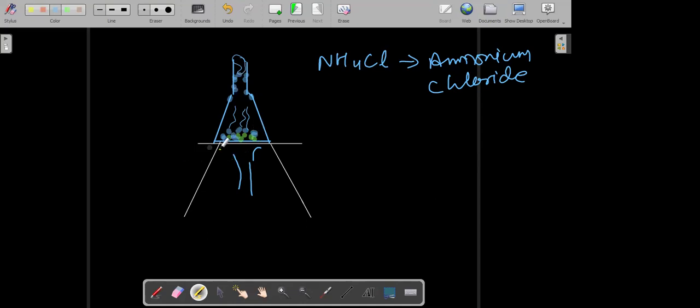Also, they cannot remain on the surface where it is hot. Here it's hot. So all the particles of ammonium chloride move up and stick to the surface of this conical flask. So this is your ammonium chloride. The flask which we have taken is the conical flask. At the top, we have taken a cotton plug. This is a cotton plug. Got it?